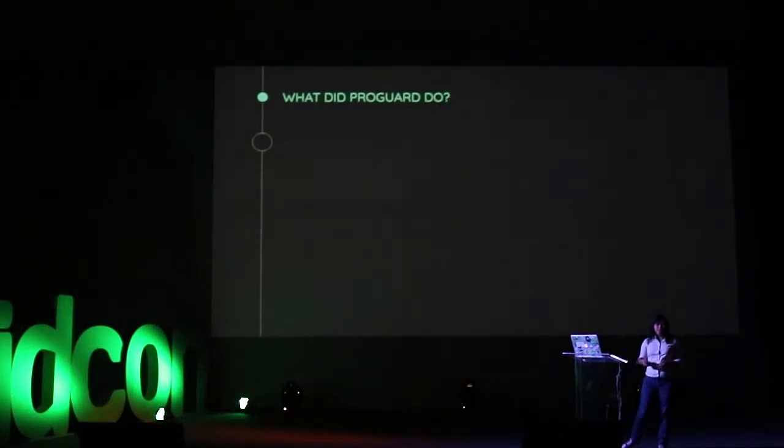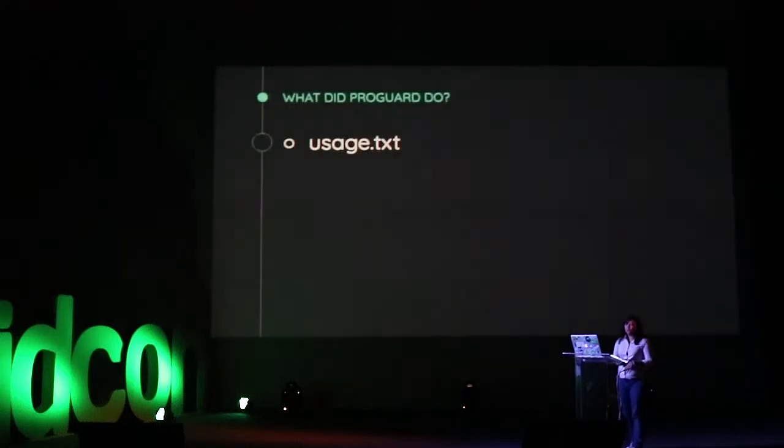If you have Minify enabled, Android Studio will generate files for you after it finishes the build. The first one that's really useful for me is usage.txt. All these files will be in your module name/build/outputs/mapping/release. I'm going to put up the link. This usage.txt will list all the methods and classes, basically anything that ProGuard removed.